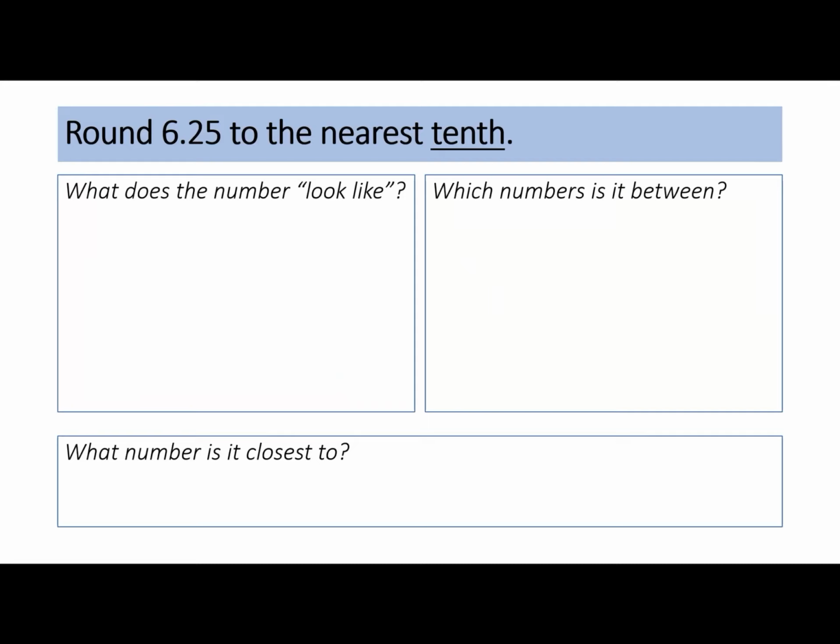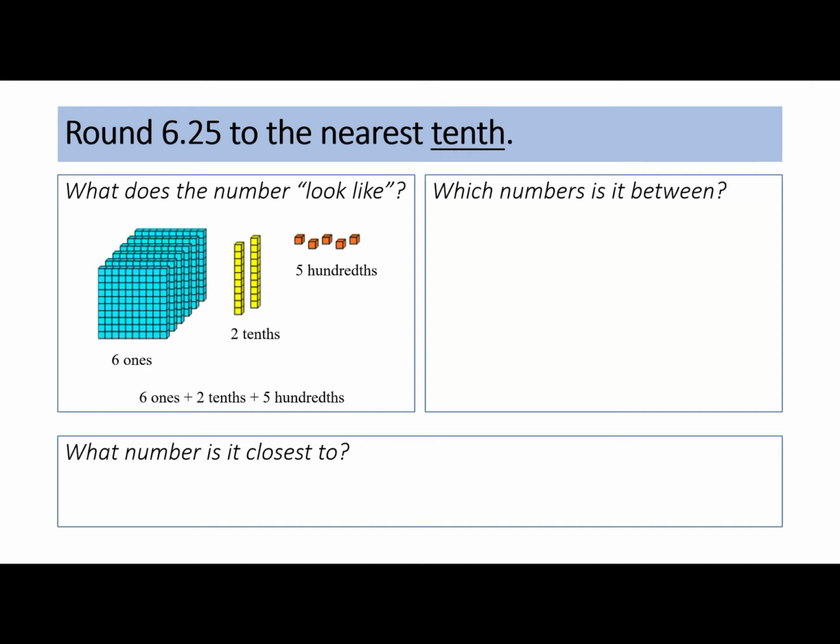Now we will round 6 and 25/100ths to a different place, the tenths place. To do this, we will ask ourselves the same questions. What does the number look like? Which numbers is it between? And finally, what number is it closest to? Remember, 6 and 25/100ths looks like this: 6 ones, 2/10ths, and 5/100ths.